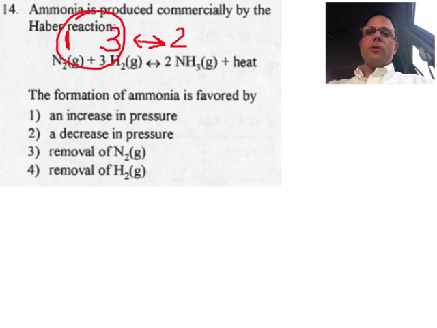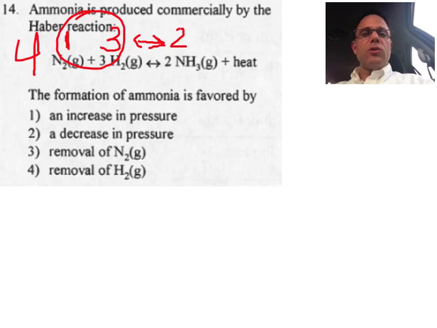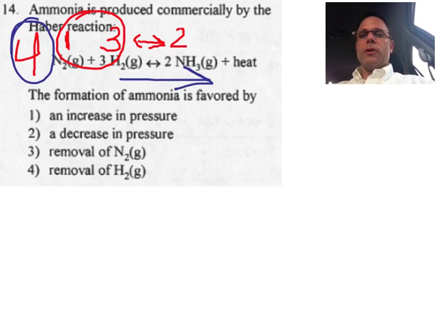So in total on the left, we have 4 moles, and on the right, we have 2 moles. Well, if we increase the pressure, that will squeeze the gas into a smaller area. But which side gets affected more? The 4 moles gets affected more than the 2 moles. So in essence, the left side, the reactant side, will behave as though it became more concentrated than the product side, and that will force it to the right. And which one is that? Well, choice number 1.